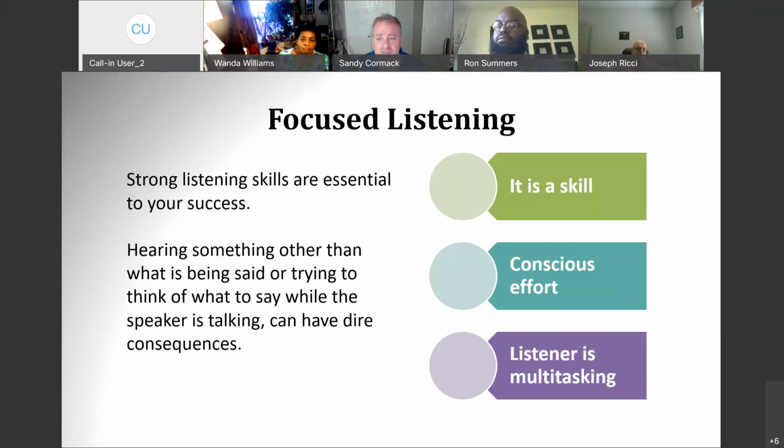Focused listening is a skill. You have to make a conscious effort to do it and be aware, again, of yourself. If you are multitasking, if you are doing other things when you should be listening, developing these focused listening skills becomes extremely important.